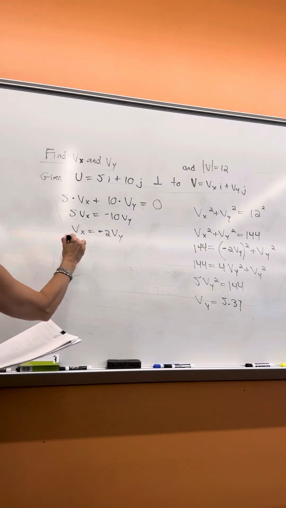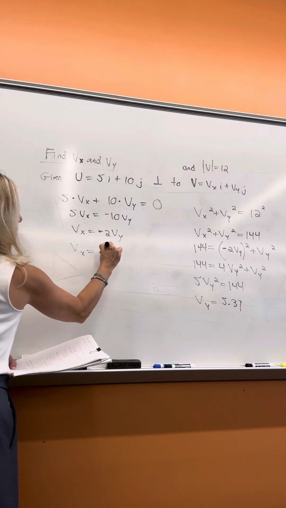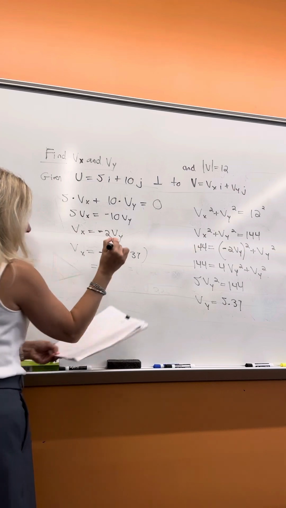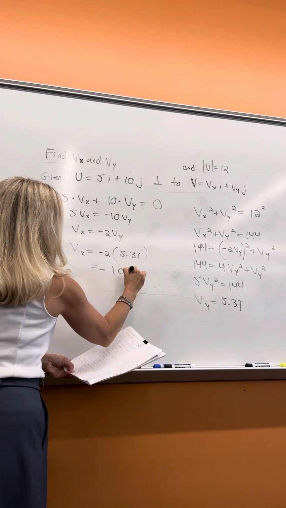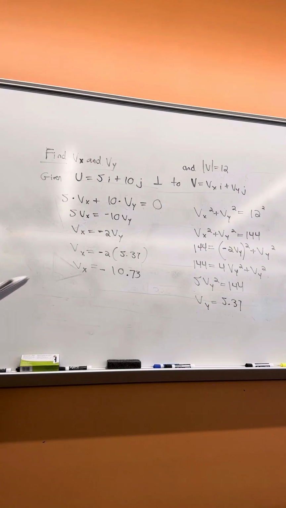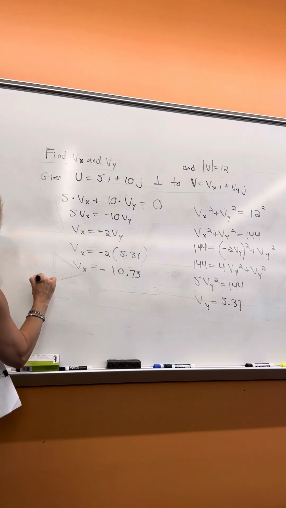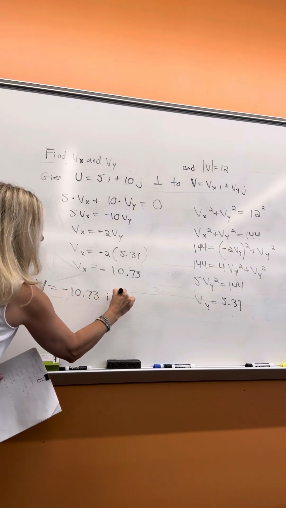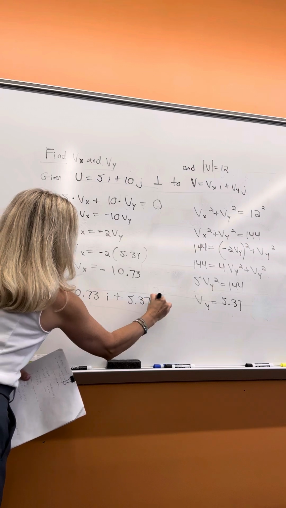Okay, so now we can plug that in here, and we get Vx equals negative 2 times 5.37, and we get negative 10.73. So if we wanted to now write that out, then we know that the vector V equals negative 10.73 in the i plus 5.37 in the j.